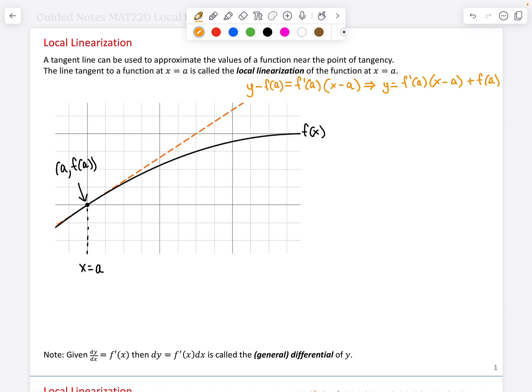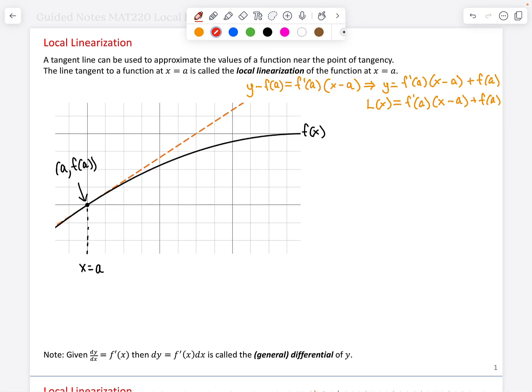And using function notation for this line, we would call it L of x, and then our linear equation. We'll use capital L to stand for local linearization. But it's nothing more than the equation of the tangent line at x equals a. Now, at x equals a, the function and the tangent line have the same output. But the further you get from a, you can see a potentially widening gap between the tangent line and the function.